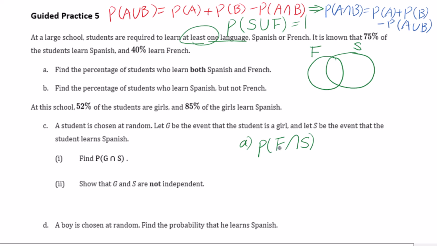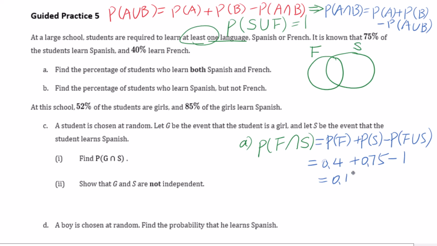So the probability of French intersection Spanish equals the probability of French plus the probability of Spanish minus the probability of French union Spanish. Then we do the substitution. The probability of French, that is 0.4, plus the probability of Spanish, then minus 1 equals 0.15. Then you need to change it into a percentage, 15%.